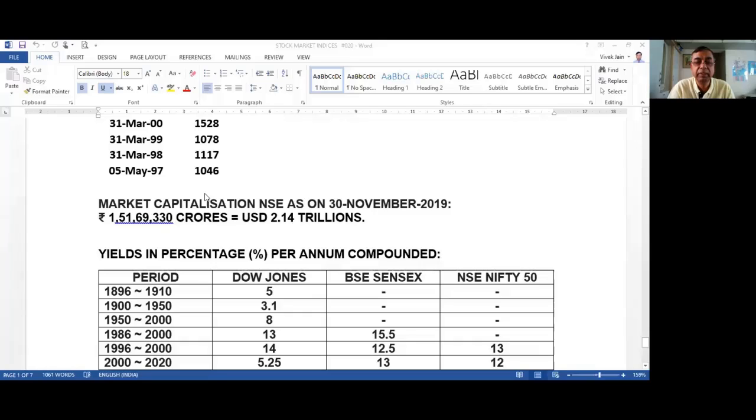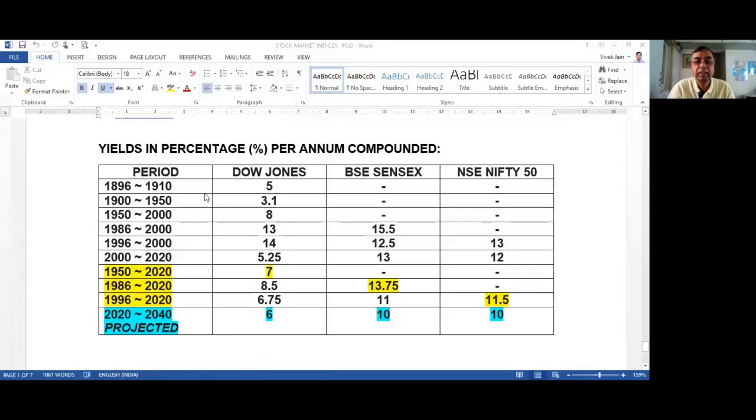US dollars equivalent. This is the chart which I'm showing you, which shows the yields in percentage per annum compounded for Dow Jones, Sensex, and Nifty 50. You can very well see Dow Jones ranges from 5 to 6.75%, Sensex from 15.5 to 11, and Nifty from 13 to 11.5, more or less similar to Sensex.